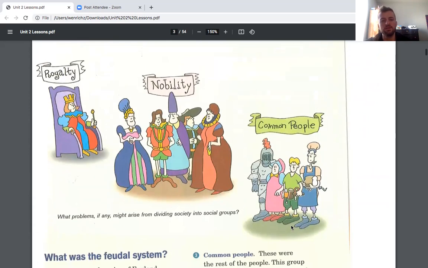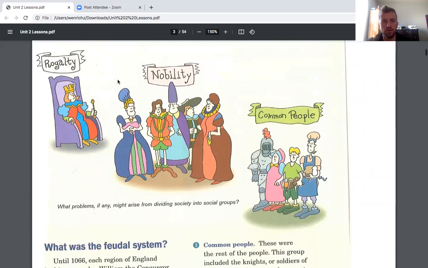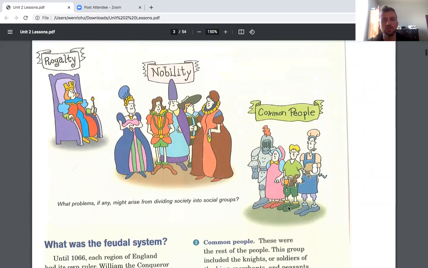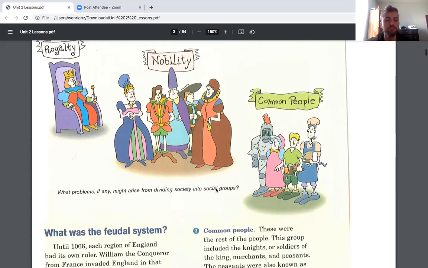And again, this is kind of where we're going here. I like this cartoon because it shows royalty over here and nobility over here. And then you've got common people over here, in that order. And the history of constitutional government starts with royalty, and then the power shifts a little bit towards the nobles. And then, as you will find out, more power is going to be given to the common people, but that won't happen for a long time.